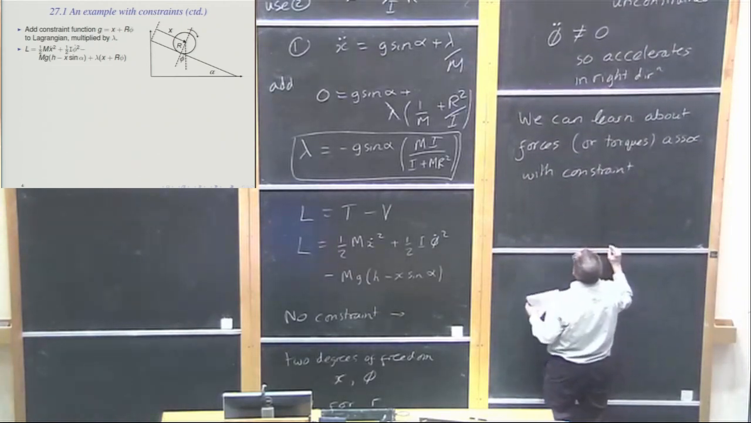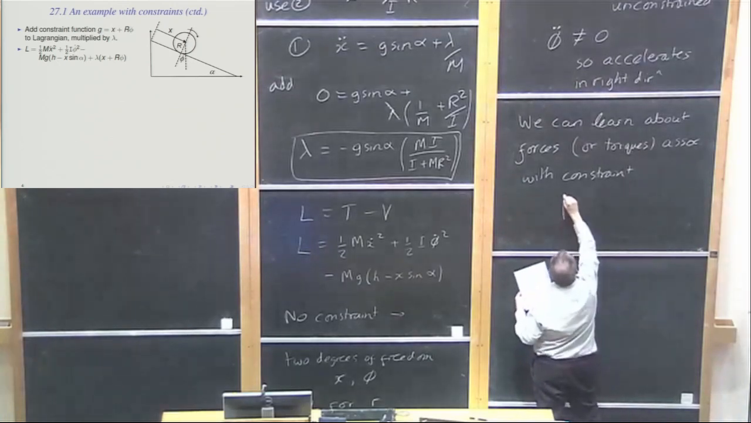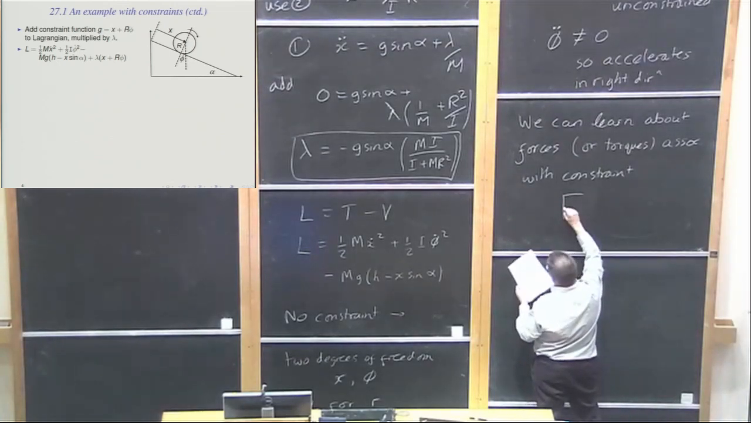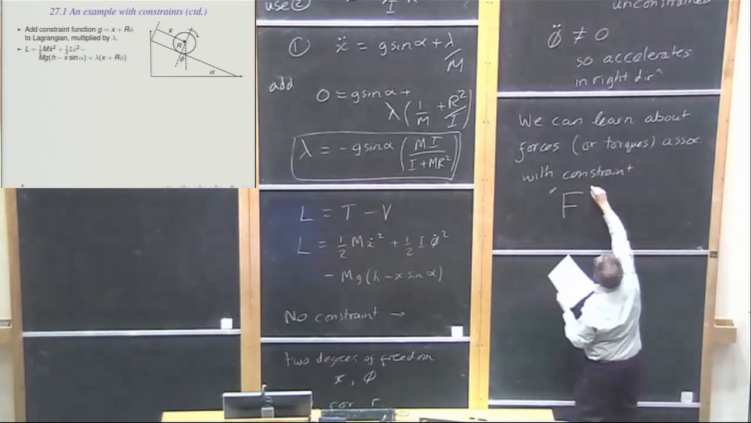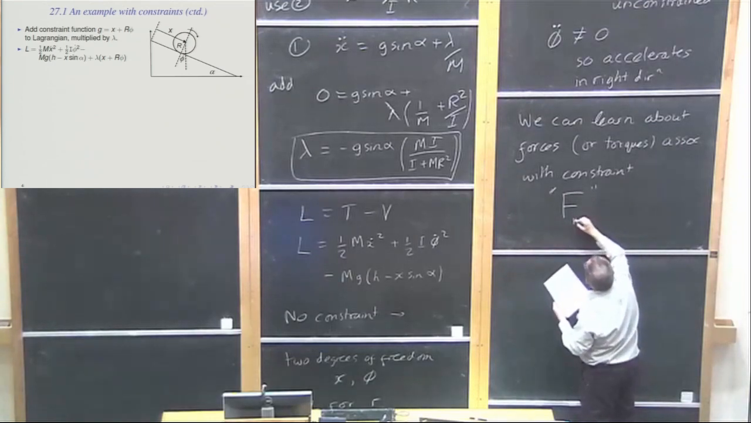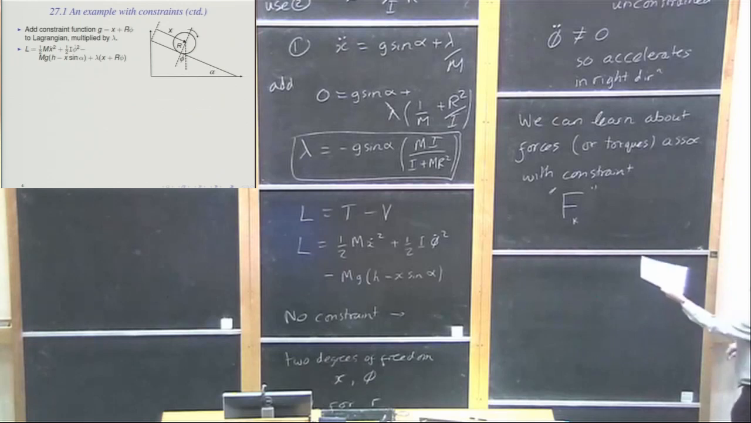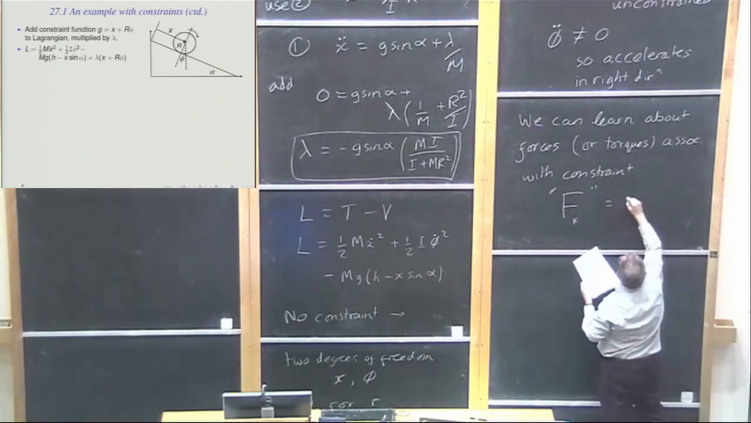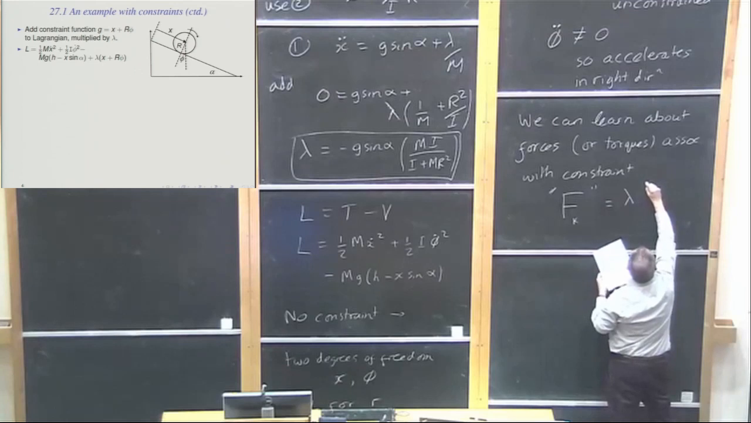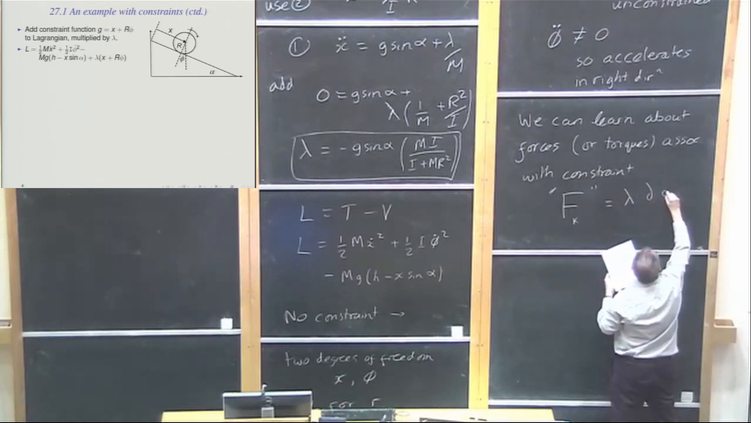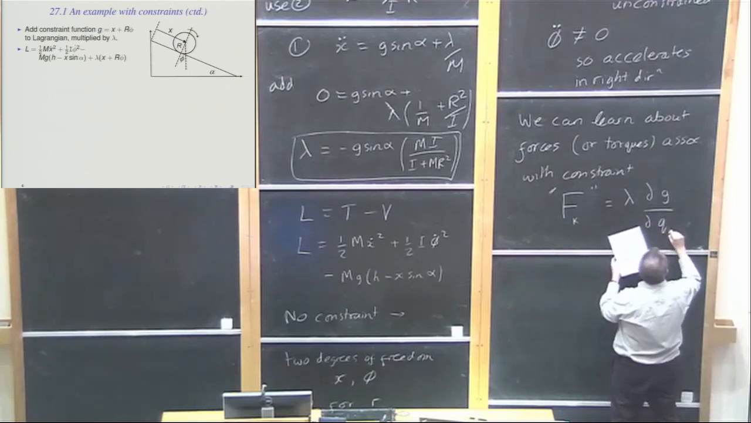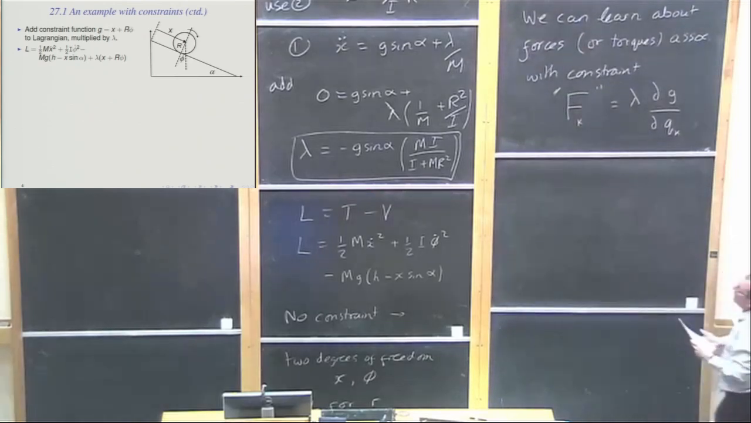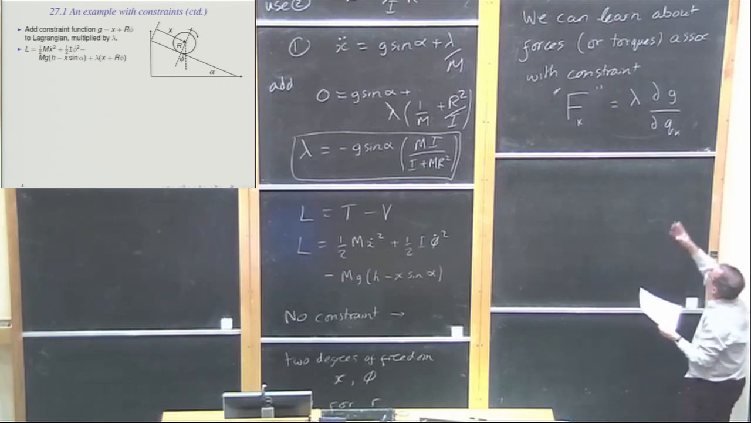If I just write down the generic expression, which we had yesterday, it was that the force associated, I put this in inverted commas because it could be a torque as well, but the force associated with generalized coordinate k is equal to lambda times the derivative of this equation of constraint, g, with respect to generalized coordinate k. So this was on the slides yesterday. I explained it, but it could have gone past. But let us see what this means here.